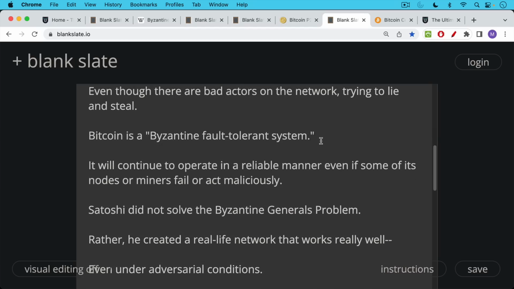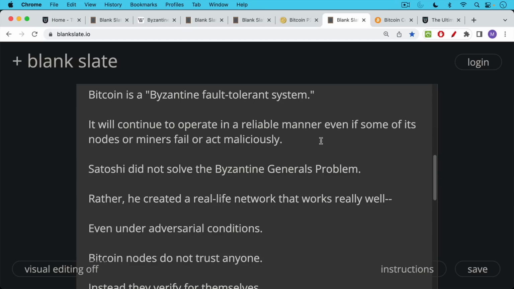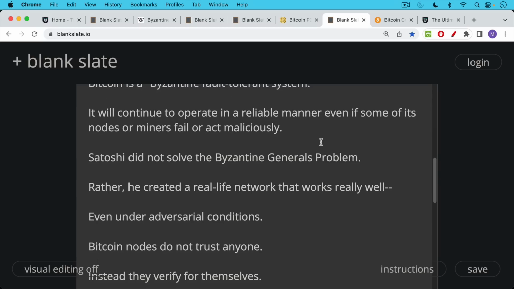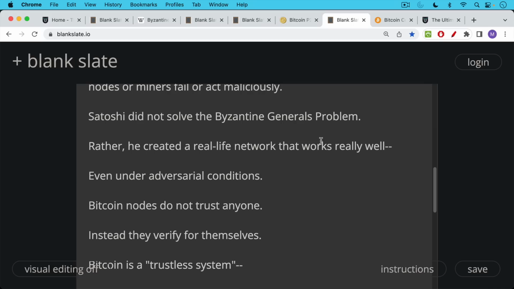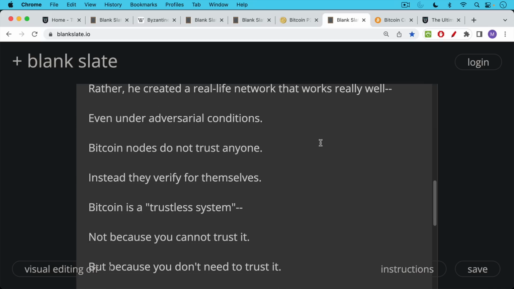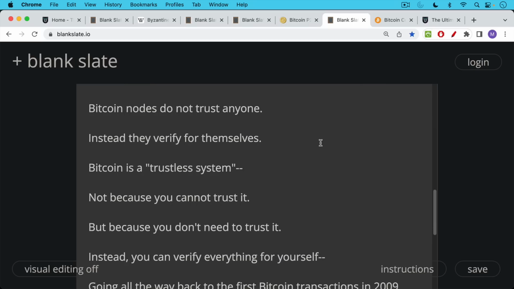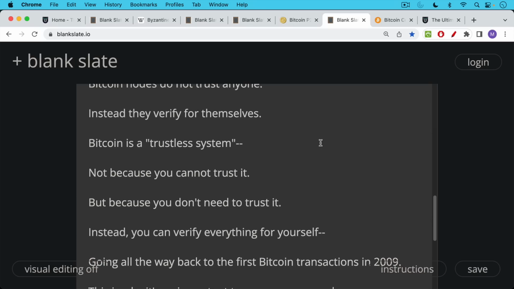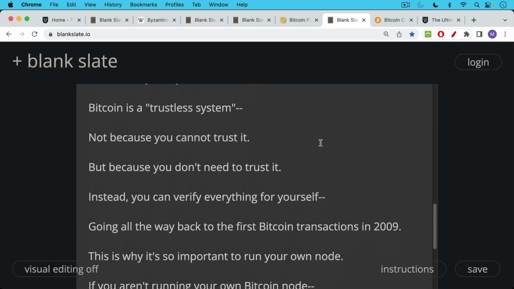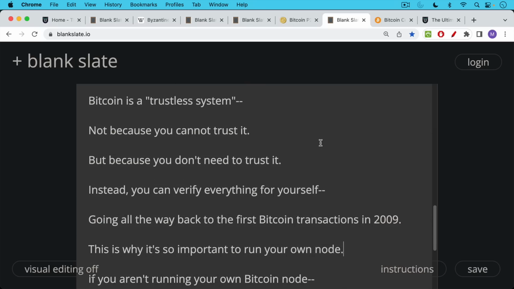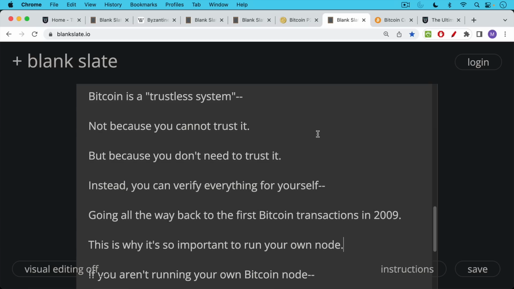Satoshi did not solve the Byzantine Generals problem. Rather, he created a real-life network that works really well to solve this problem, even under adversarial conditions. Bitcoin nodes do not trust anyone. Instead, they verify everything for themselves. And so you'll often hear people say that Bitcoin is a trustless system. And what this means is it doesn't mean that you can't trust Bitcoin, but it means that you don't need to trust it or the network. Instead, you can verify everything for yourself, going all the way back to the first block and the first Bitcoin transactions in early 2009 when Satoshi launched Bitcoin.